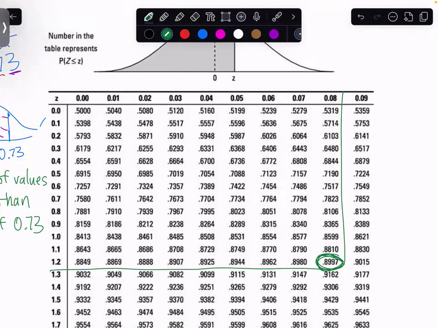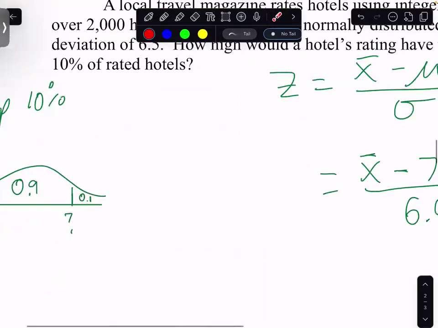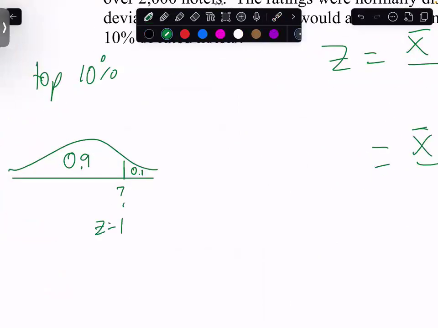1.28. Okay, so make sure you understand a z-score of 1.28 has 90% of values to the left, right? So that means that if your z-score is 1.28, 90% of hotels scored lower than you, which means you are top 10%. Okay, so for that reason, the z-score we need is 1.28. So again, we looked up on the table and we found that the z-score, which splits up the curve the way we need, with 90% less, is 1.28.